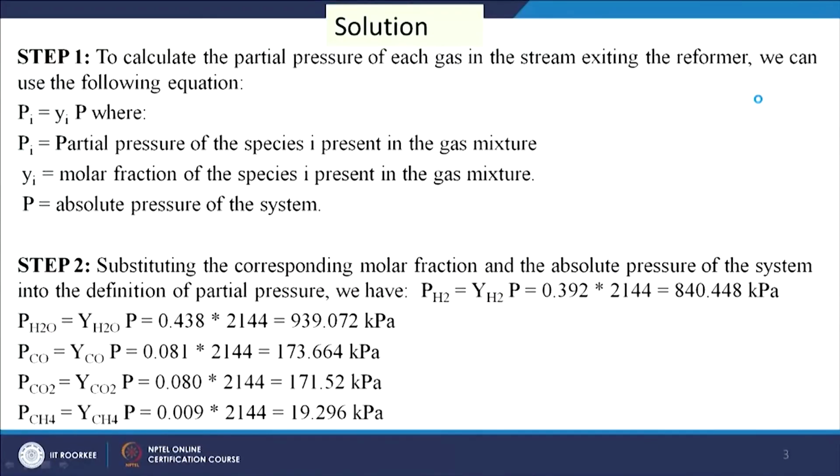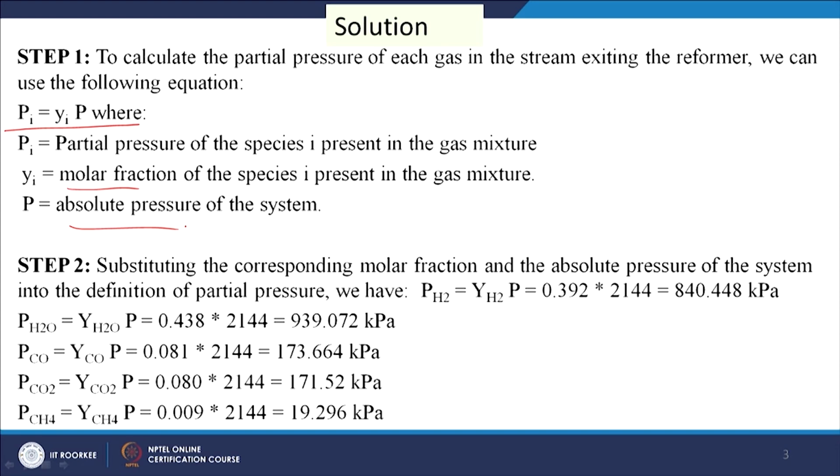Now, let us see. So, what is our step 1? We have to calculate the partial pressure of each gas in the steam exiting the reformer. So, we can use which formula? That is P_i is equal to y_i into P, where P_i is the partial pressure, y is the mole fraction and P is the absolute pressure, the total pressure of the system.